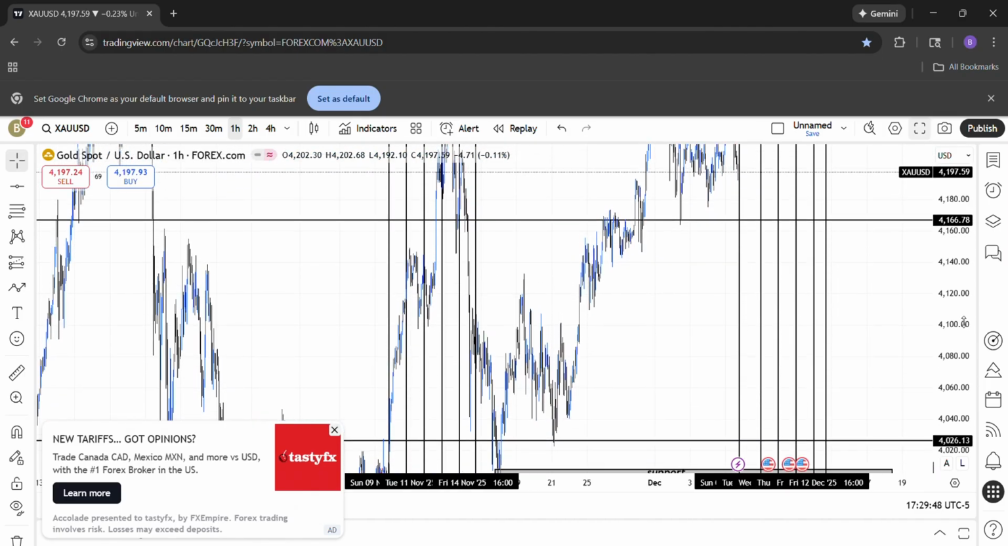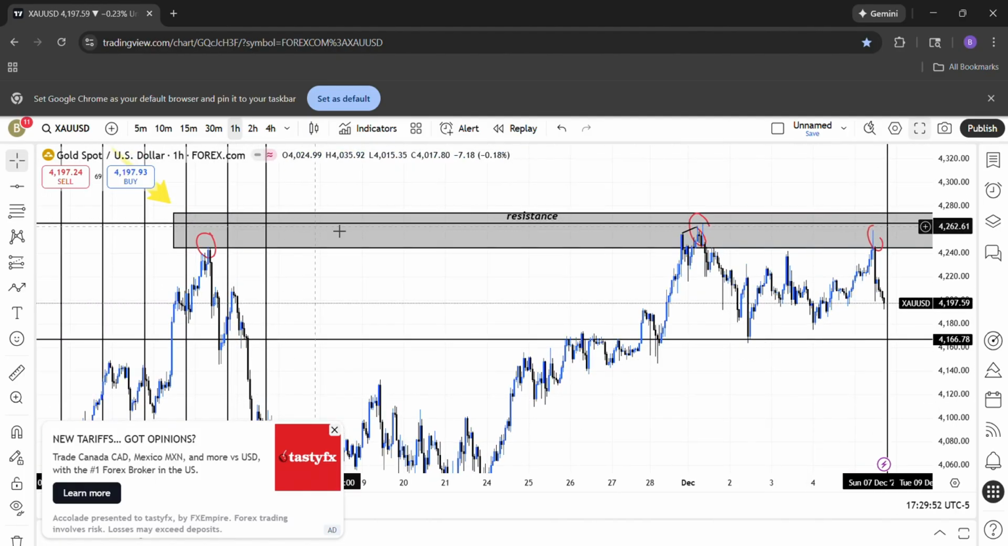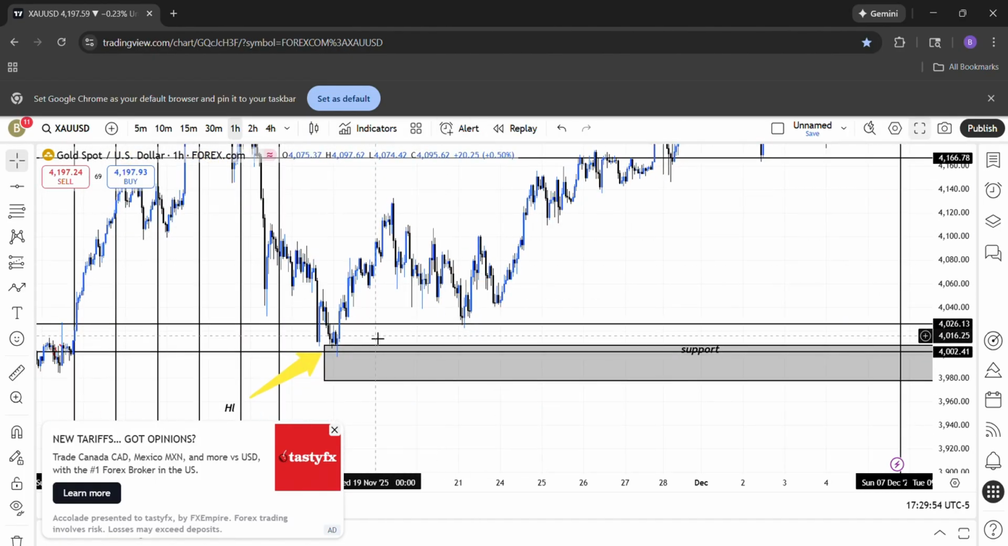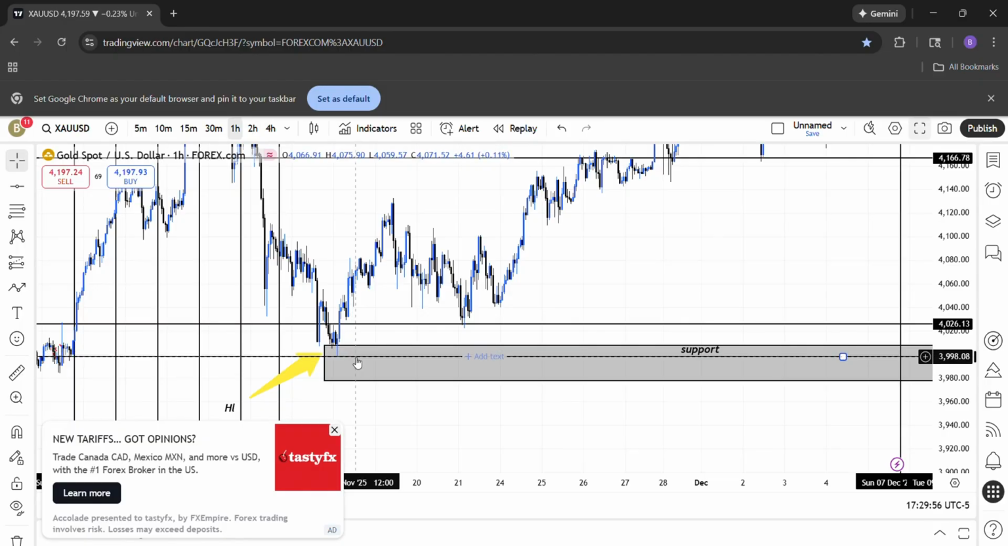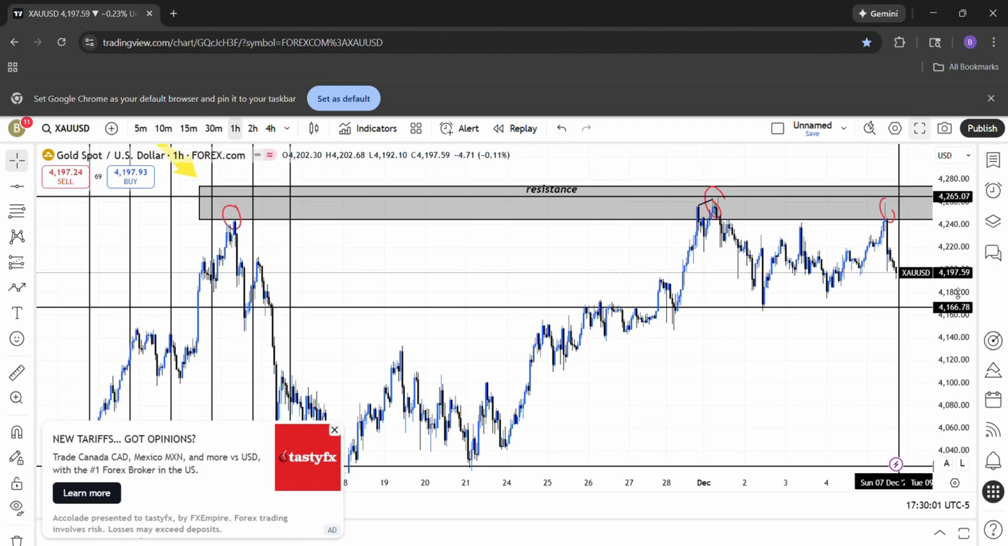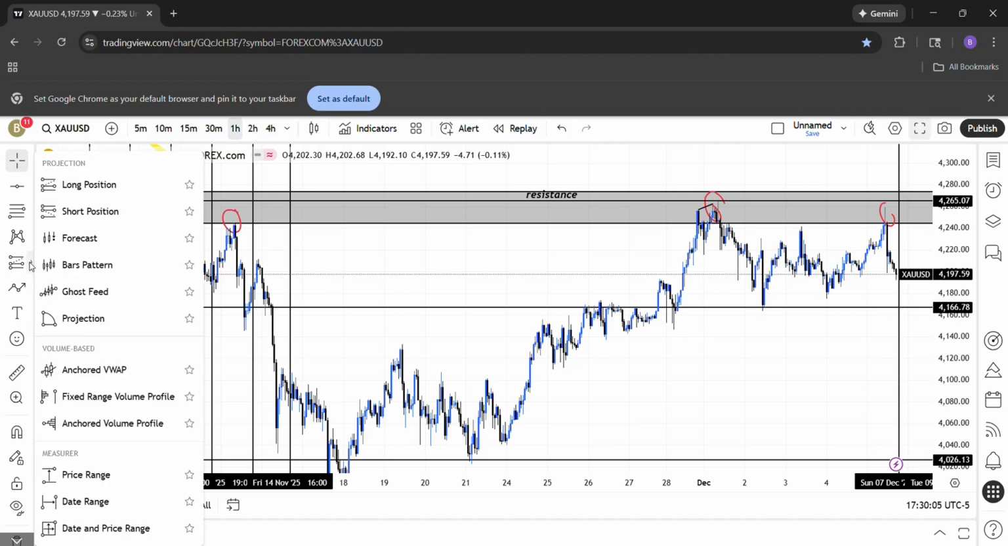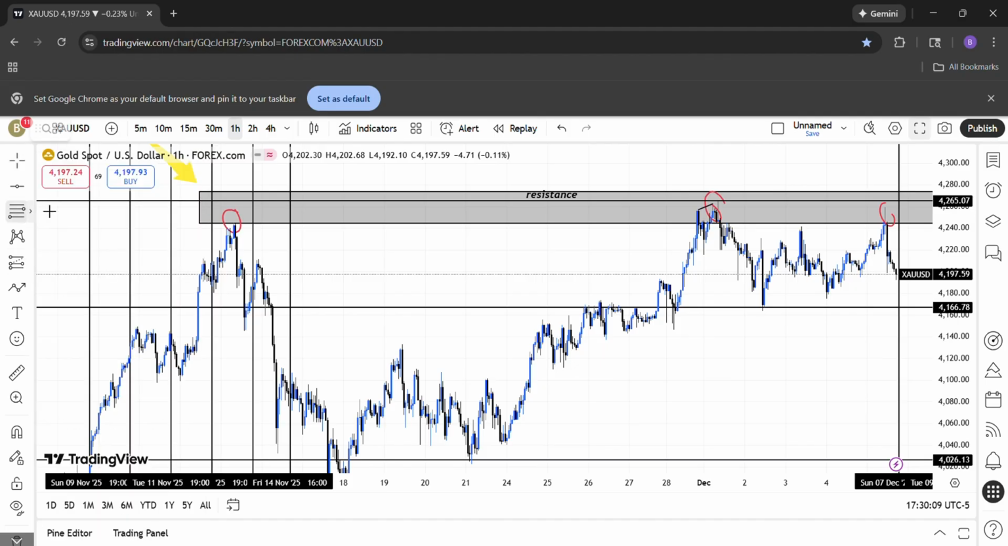Give me a second. Hold on. It's a structure, right? Between this range and this range. So, with that being said, market structure. Let's talk about market structure for a little bit. I'm deviating from what we're talking about, but this is also important for you guys to learn.